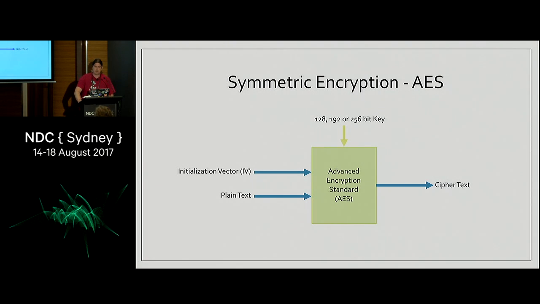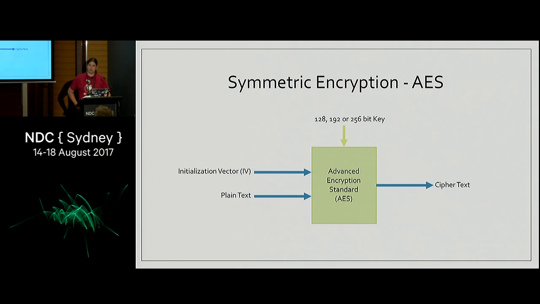So to use it, there are several things we have to pass into AES to make it work. We have our plain text at the bottom, the data that we want to encrypt, that we want to make secret. We have our key, which we pass in as well. That could be 128 bits, 192 or 256 bits in length. We're going to use 256 bits.